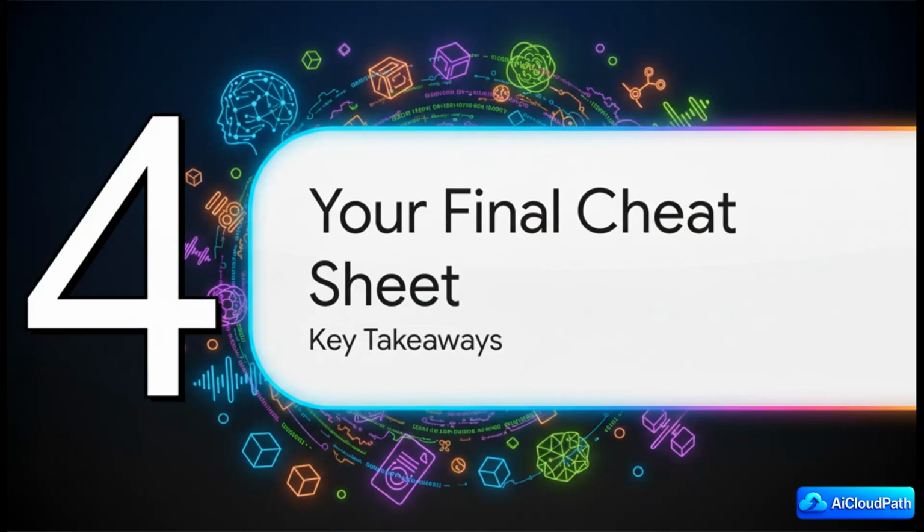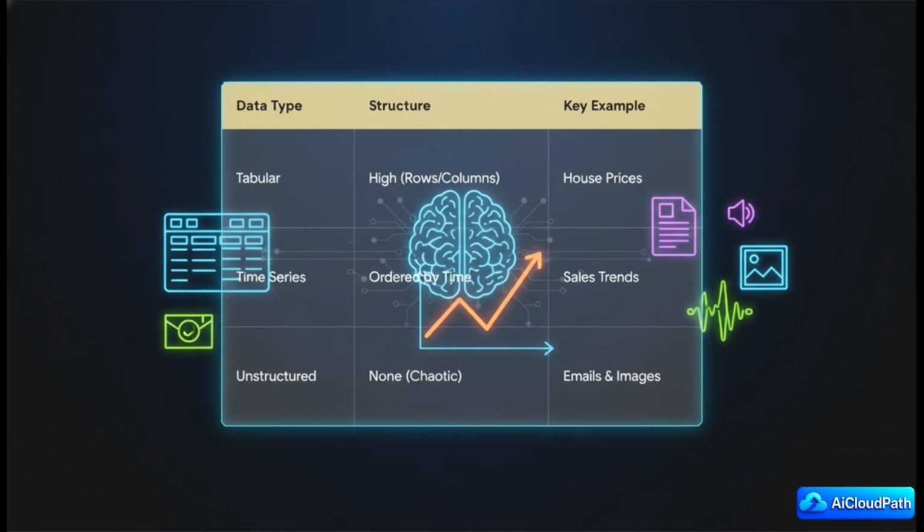All right, we have covered a lot of ground here, right? We've gone from the world of perfect order all the way to rich chaos. So let's pull it all back together. I've got a final cheat sheet for you that's going to summarize everything we just talked about. So let's lock this in. Tabular data, super structured, rows and columns. Think house prices. Time series data, still structured but ordered by time, perfect for something like sales trends. And then you have unstructured data, zero built-in format, totally chaotic. Think emails and images. That's the core difference right there.